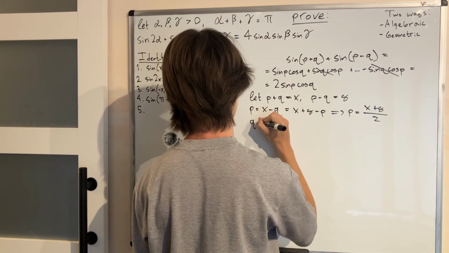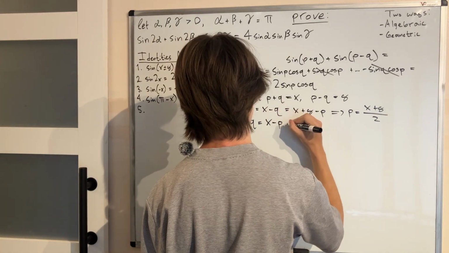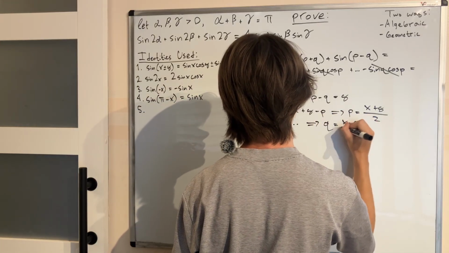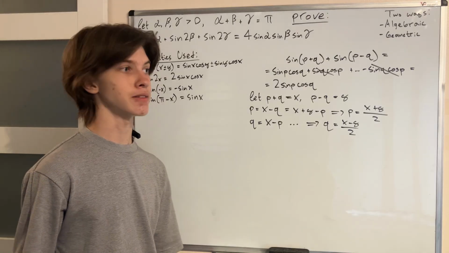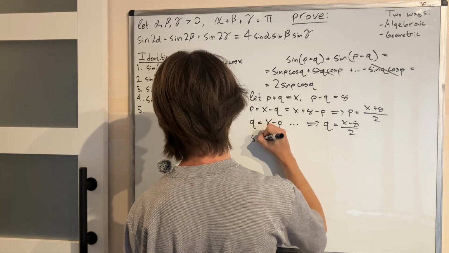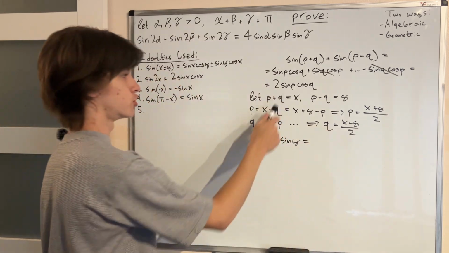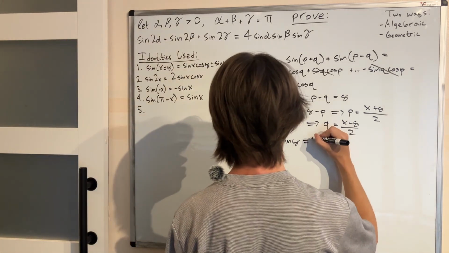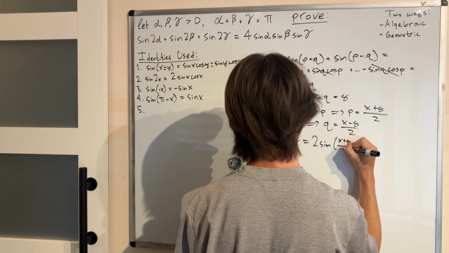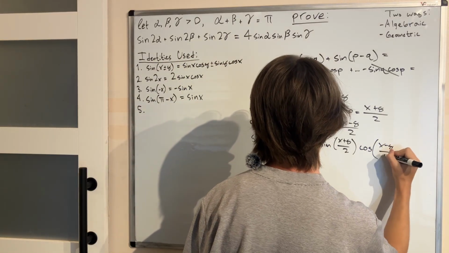And the same can be done for q, which will take basically the same amount of time. It's going to be x minus p. We perform the same steps and find that q is equal to x minus y over 2. And look what we have just done. Because p plus q equals x and p minus q equals y, we found that the sine of some x plus the sine of some y is equal to 2 sine of p cosine of q, which we have found is 2 times the sine of x plus y over 2, and then times the cosine of x minus y over 2.